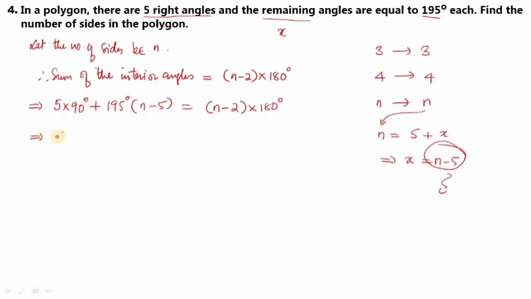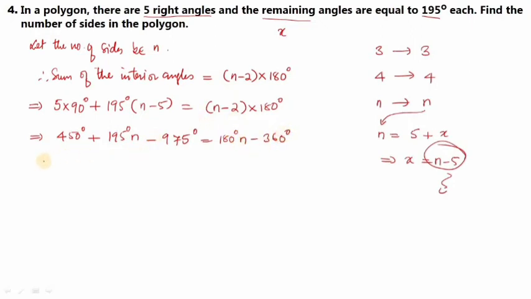Let's quickly calculate this. This is 450 degrees plus 195 degrees into n minus 5. 5 5s are 25, carry over 2, 5 9s are 45, 45 plus 2 is 47, carry over 4, 5 1s are 5, so this is 975. Similarly here you get 180 degrees n minus 360 degrees. So bring this n out here.